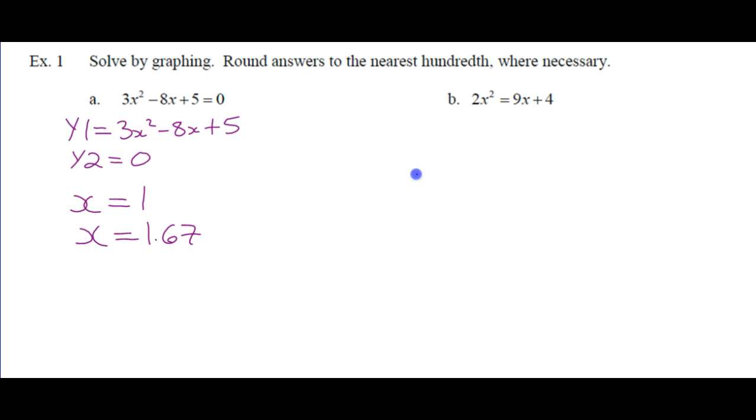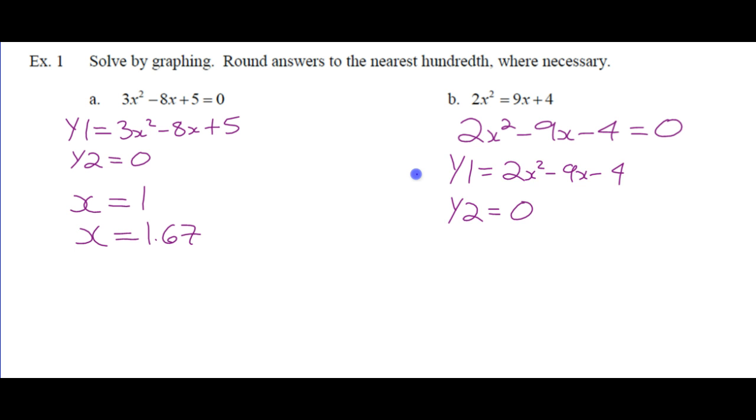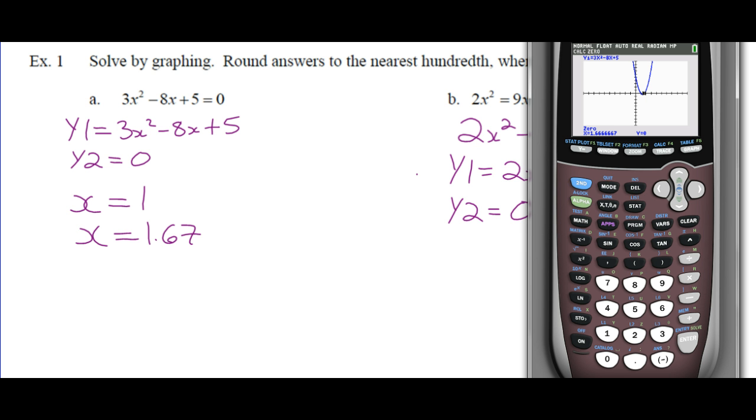So that's using the zeros: you need a left bound, you need a right bound, you need a guess. This needs to be rearranged. It needs to be written as ax squared plus bx plus c equals 0. So I need to move the 9x and the 4 over. So it becomes 2x squared minus 9x minus 4 is equal to 0. So I'm going to graph y1 is 2x squared minus 9x minus 4, and y2 as 0. And this time we'll solve using intersect.